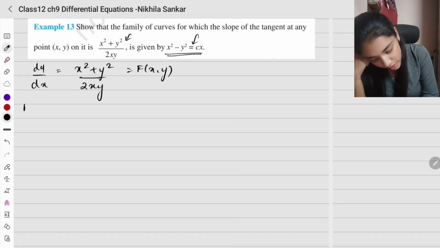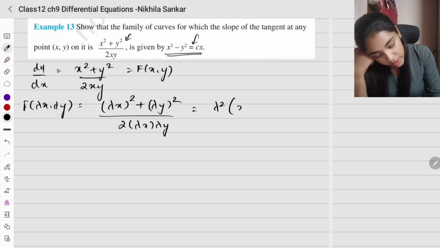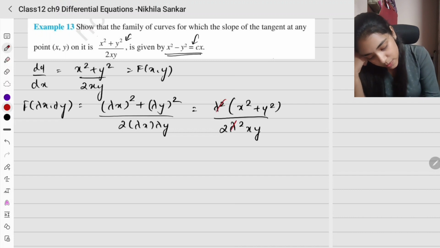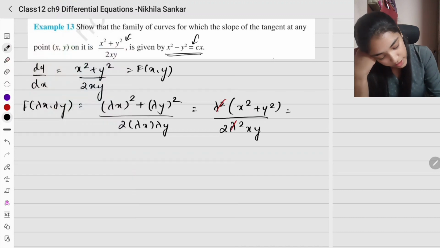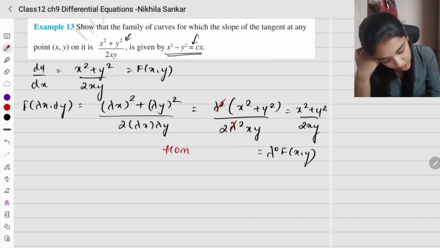First, shall we check homogeneous? So f of lambda x, lambda y, you can tell just by looking that it is going to be homogeneous only. Lambda y the whole square divided by 2 lambda x lambda y. This is going to be lambda square x square plus y square divided by 2 lambda square xy. So the lambda square and the lambda square are getting cancelled. So this is nothing but x square plus y square divided by 2xy, which is lambda to the power 0 of f of x comma y. So this is homogeneous.